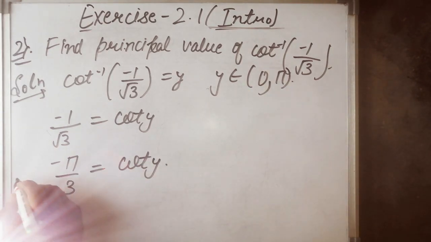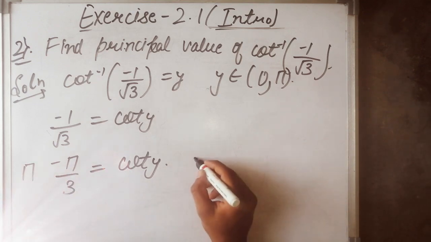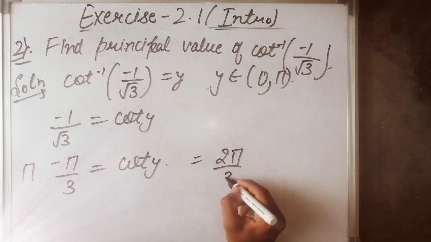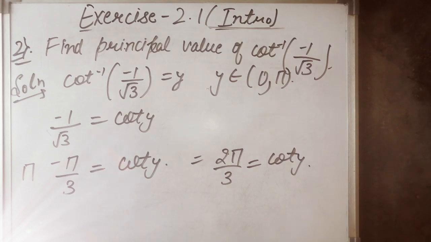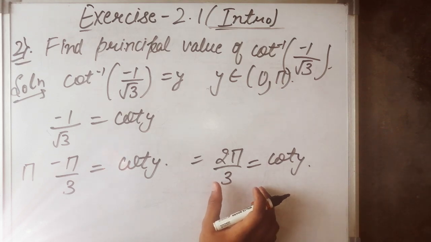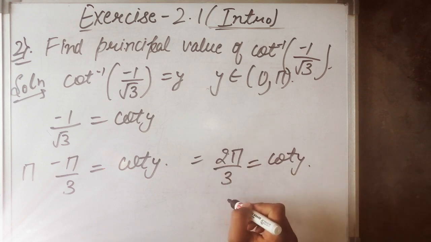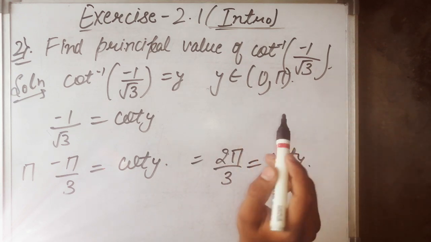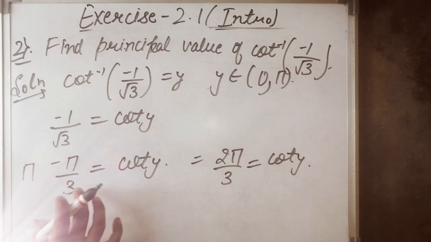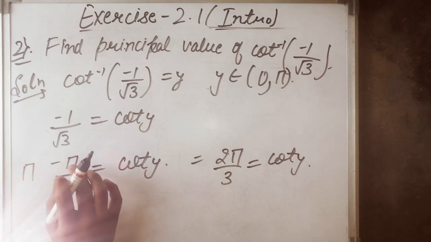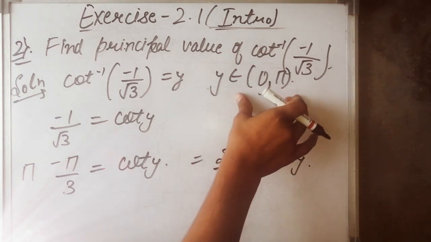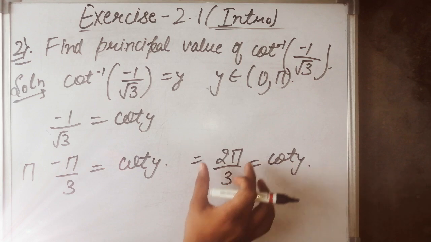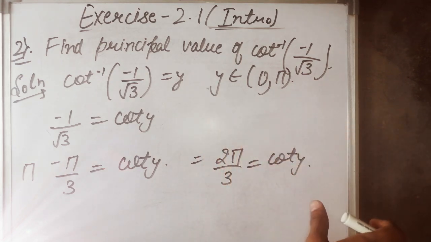Okay, now let's subtract: pi minus pi by 3, we have 2 pi by 3 equals y. Okay, this was the main thing. Now we should see whether the 2 pi by 3 value is coming from 0 to pi or not. Do you know why I have subtracted minus pi by 3 from pi? Because we need to get the value which lies from 0 to pi, and this value is lying from 0 to pi. That's why I did so.